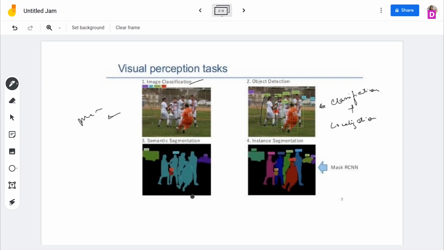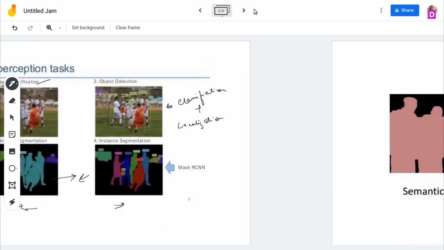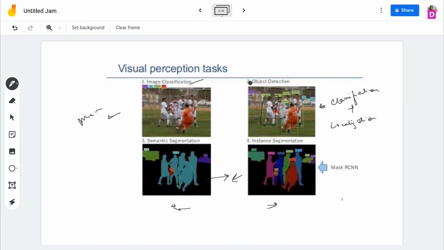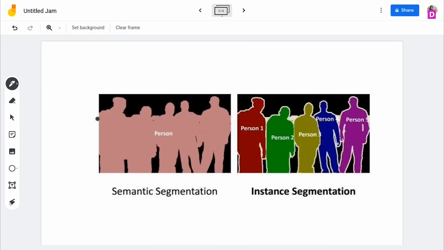Okay, the next is known as segmentation. In segmentation also there are two types: semantic segmentation and instance segmentation. So just try and understand what these two are. This is a segmentation task. Object detection gives me bounding boxes. Segmentation will give me a mask. So this is the mask of the person. This is one person, this is the second person, in that manner.